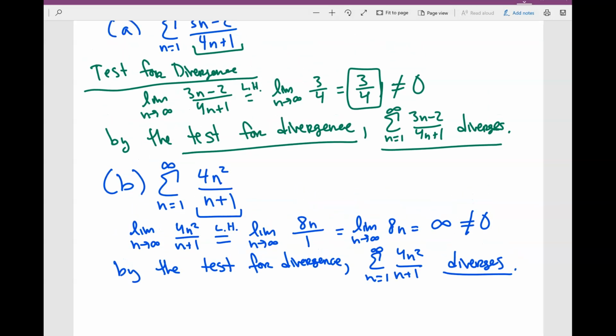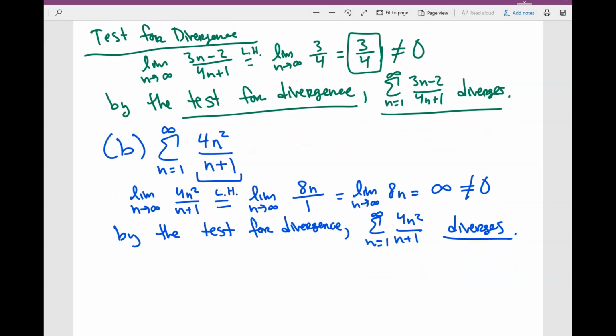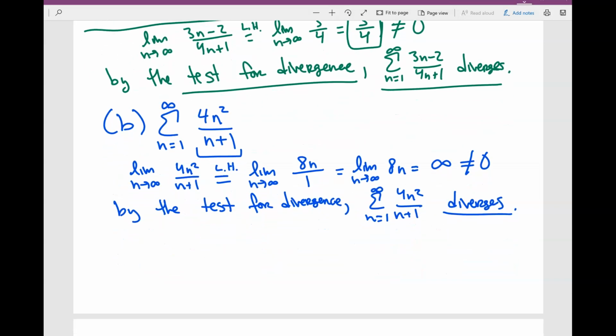Now, if it equals 0, we don't know. We don't say that it converges because we're not sure. We have to show that it actually converges or diverges as well. So in the next video, I'm going to show you 2 different ways that you can try to figure it out. And if you can't, then you have to use some other type of test.